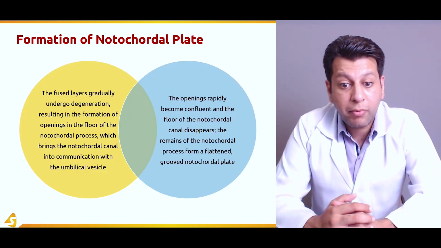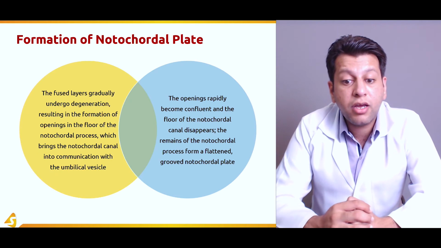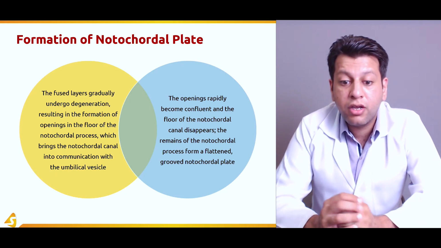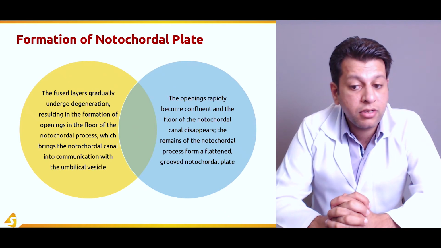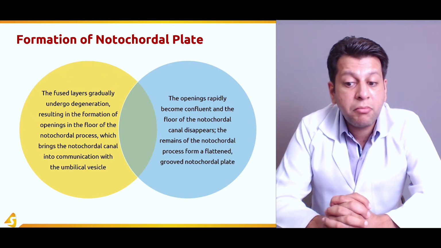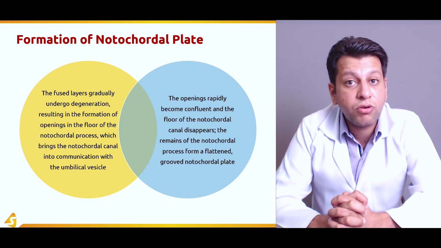Formation of the notochordal plate. The fused layer gradually undergoes degeneration, resulting in formation of openings in the floor of the notochordal process, which brings the notochordal canal into communication with the umbilical vesicle. The openings rapidly become confluent and the floor of the notochordal canal disappears. The remains of the notochordal process form the flattened groove called the notochordal plate.